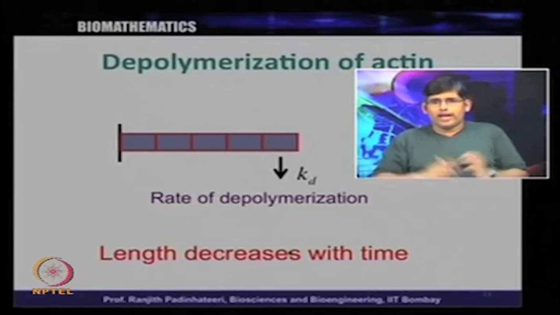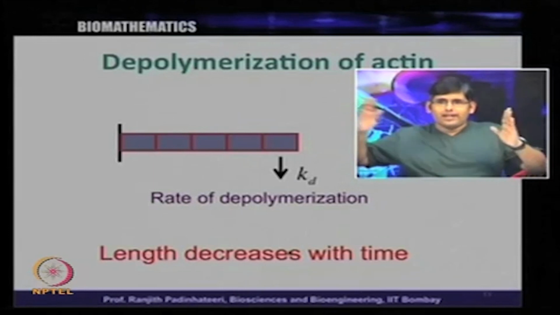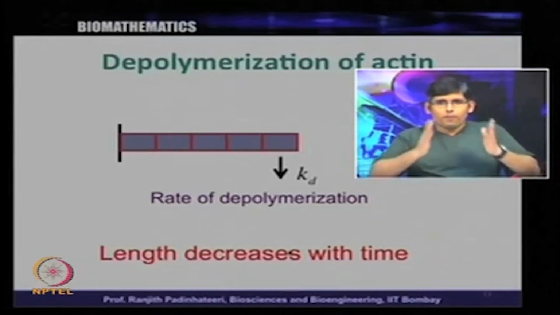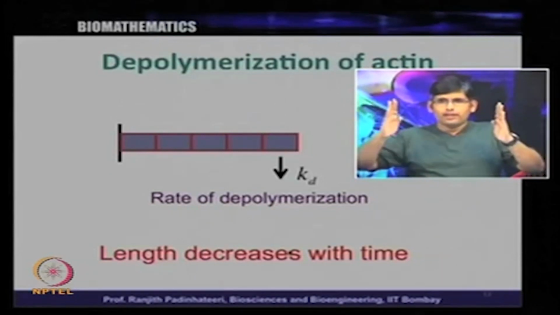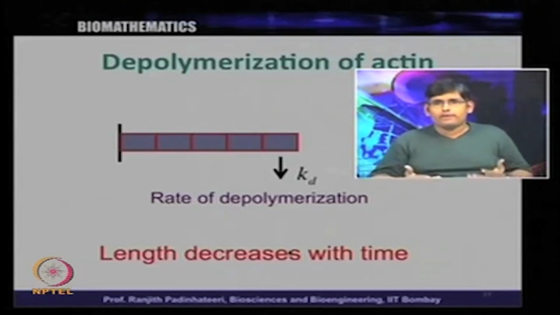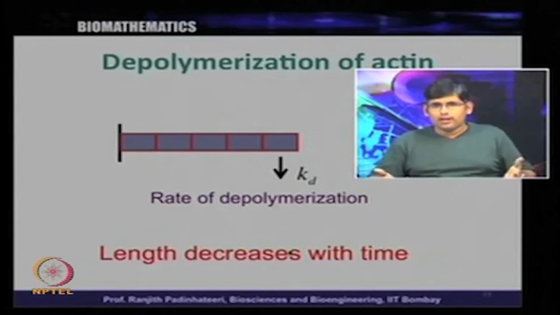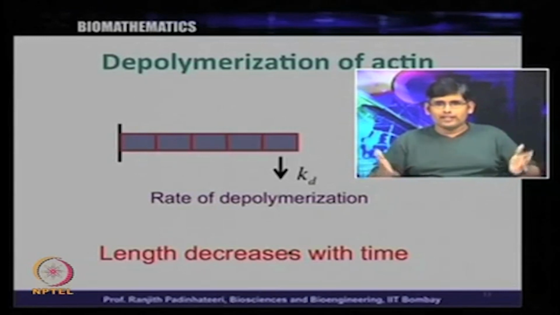So, this is what physically happens. In the previous case it was a length increase, in this case it is a length decrease. That is the difference. If you polymerize, the length increases; if you depolymerize, the length decreases. But in both cases the length changes. There is a rate with which it increases or decreases, but in this case it is a decrease.